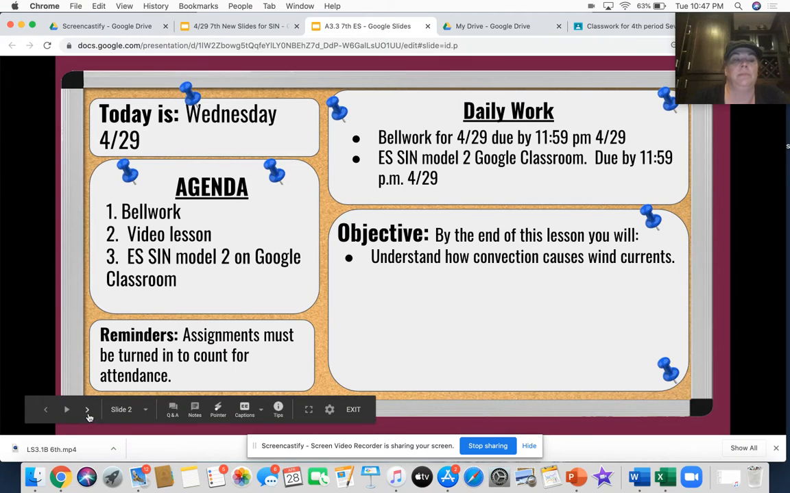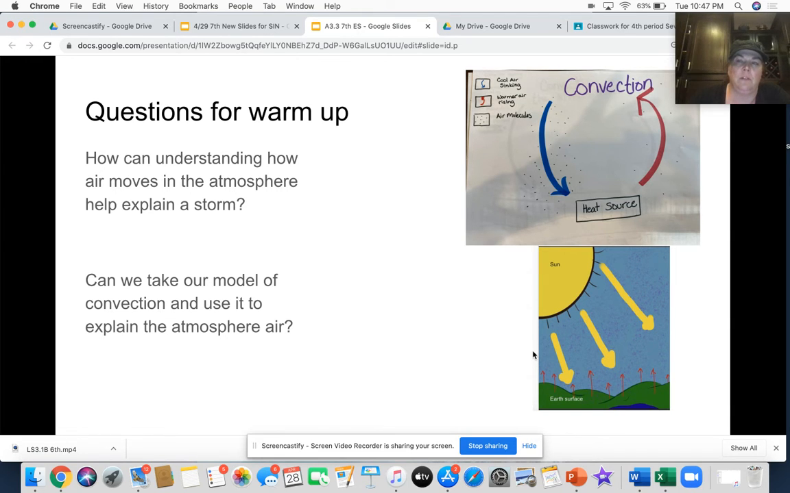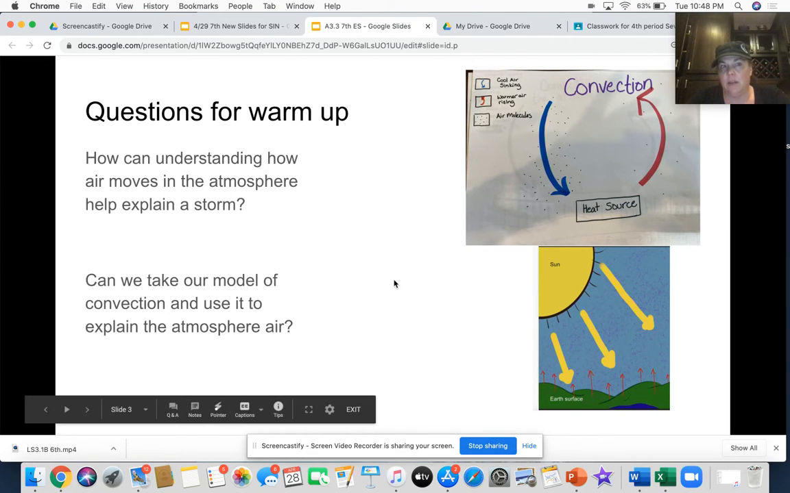All right. So questions for warm-up. So here are our other two models that we made. This was the first one you were supposed to do, and this was the second one. We're going to be doing a third one today. So how can understanding how air moves in the atmosphere help explain a storm? Take a second and think about it. How does understanding how air moves in the atmosphere explain what happens with a storm?